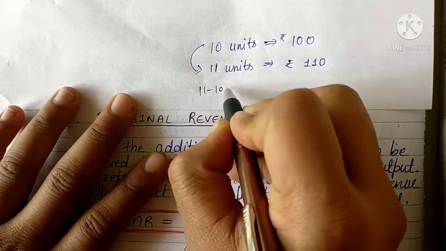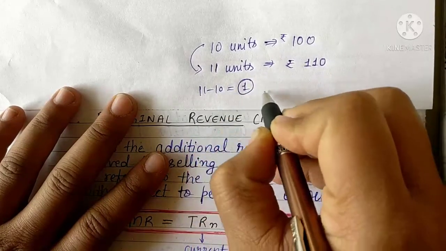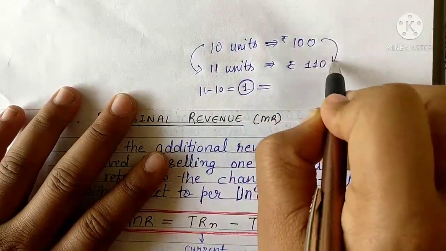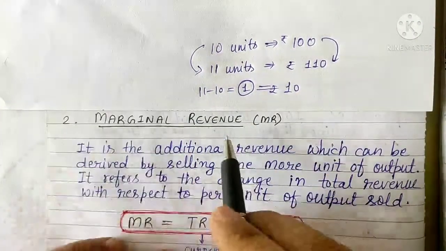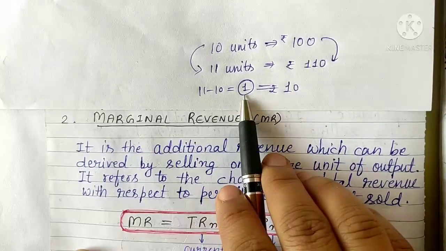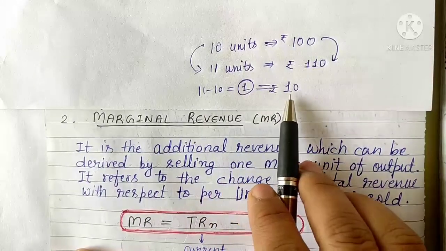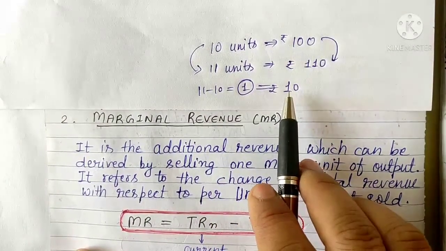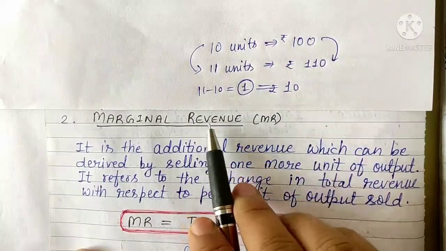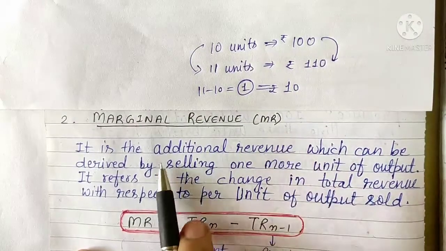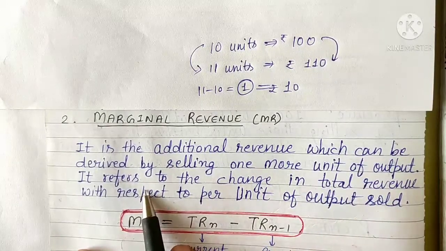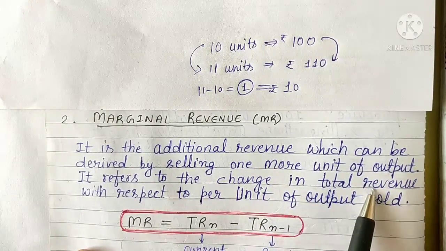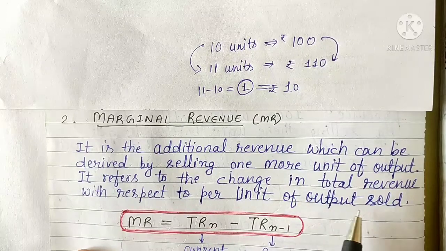It means 11 minus 10. One extra pen I am selling. So how many rupees am I getting now? From 100 rupees I am getting 110. So extra how many rupees? 10 rupees. So after selling one more unit, I am getting 10 extra rupees, and this 10 extra rupees is called marginal revenue. Clear? Additional revenue which can be derived by selling one more unit of output. It refers to the change in total revenue with respect to per unit of output sold.